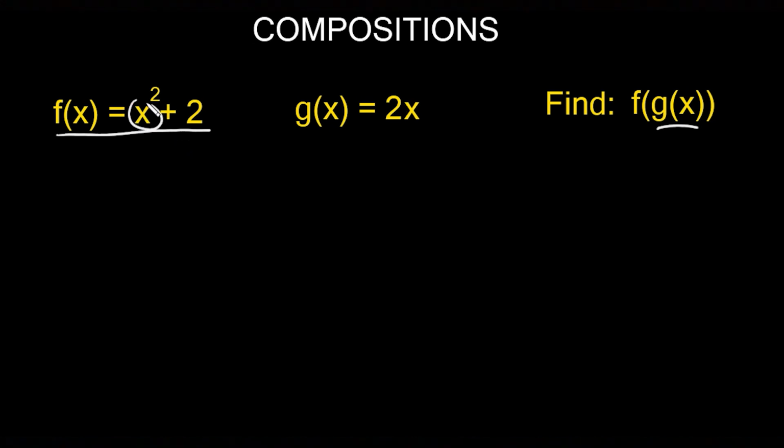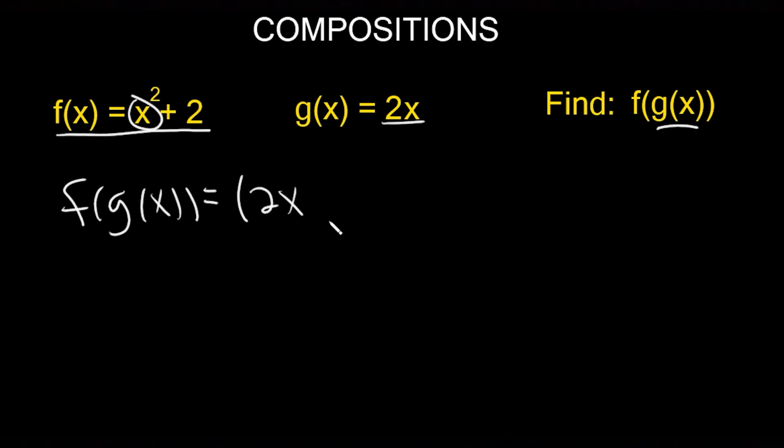So here's my x right here, meaning I have to plug in that g of x function, which is going to be 2x. So when I plug this in, I get the following. I get f of g of x equal to, well, here's my x. I'm going to plug in 2x. So I get 2x. Make sure you put it in parentheses. That's very important. Close it, and then I have to square it, and then plus 2.